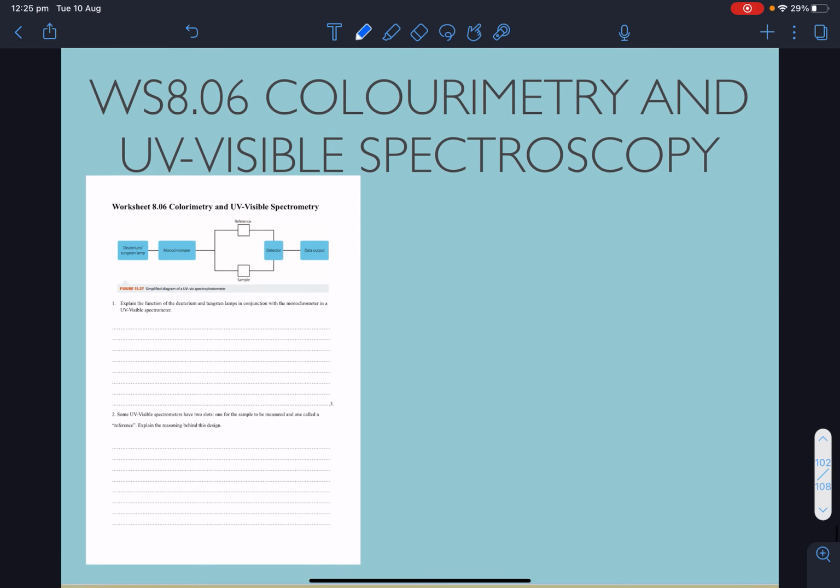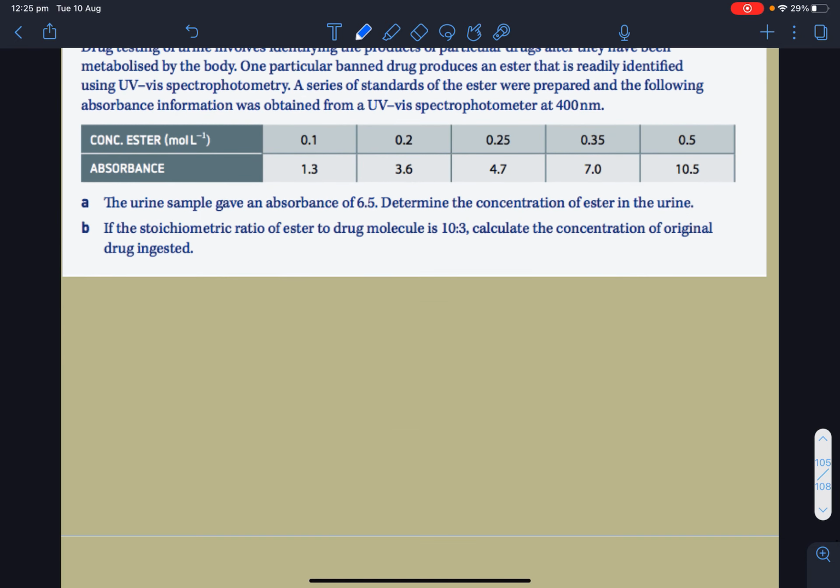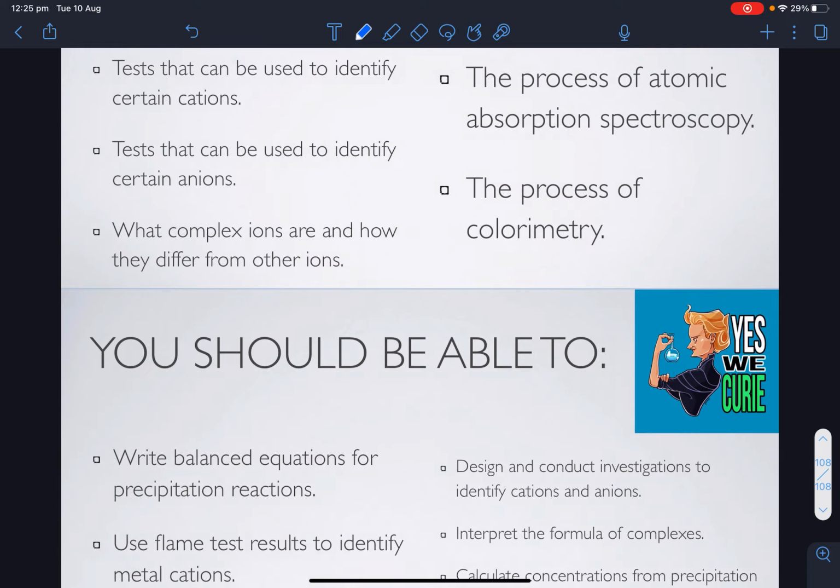Alright, there's a worksheet there for you to do, and there are some other problems from the textbook about building calibration curves, and that's the content for this chapter.